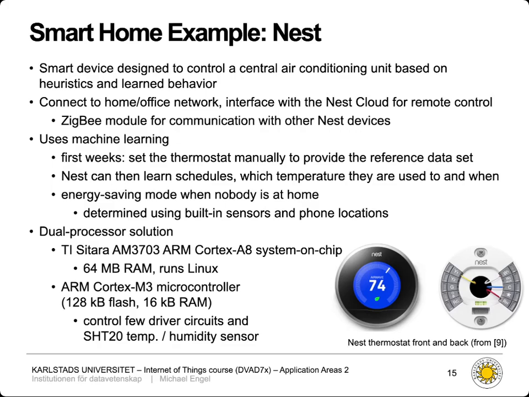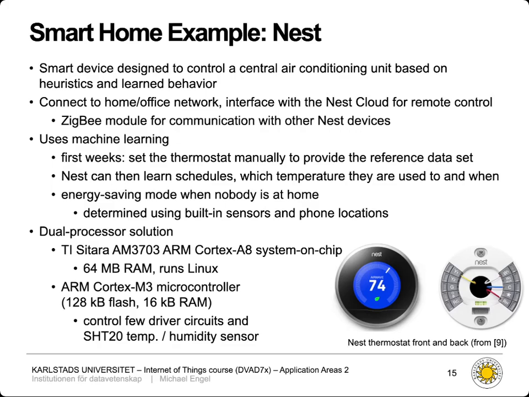So the Nest thermostat can learn schedules, temperatures, and behaviors of people living in the house. In turn, it can also enable energy saving when nobody is at home, and this is determined using built-in sensors, and it can also use phone locations. If it figures out using Bluetooth that your phone is in the house, then obviously it makes sense to turn on the heating, and if it can't find any of your phones in the house, then it can cool down the house to save energy.